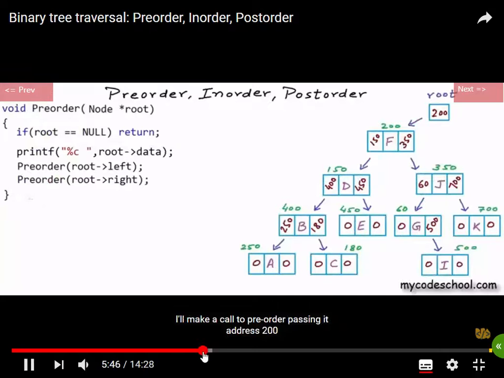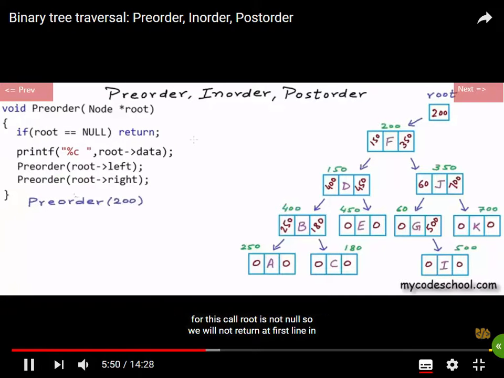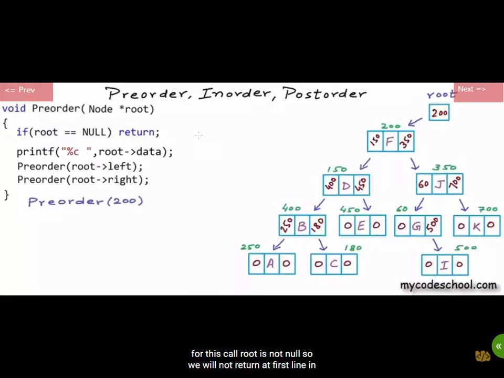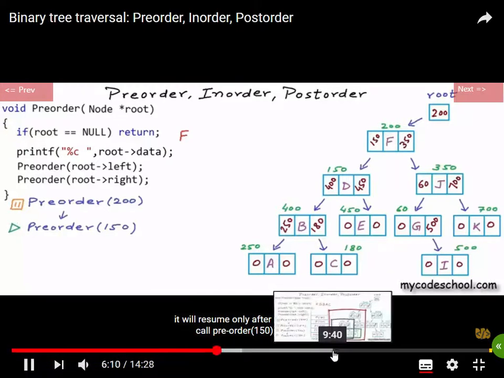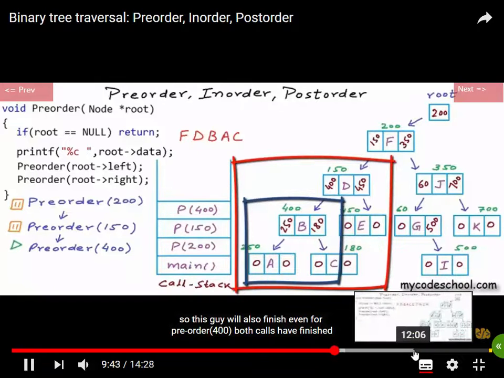I'll make a call to pre-order, passing it address 200. For this call, root is not null, so we will not return at the first line in this function. We will go ahead and print the data in this node at address 200. I'll write output for all print statements here. And now this function will make a recursive call. Execution of this particular function call will pause. It will resume only after this call also finishes. Even for pre-order 400, both calls have finished.